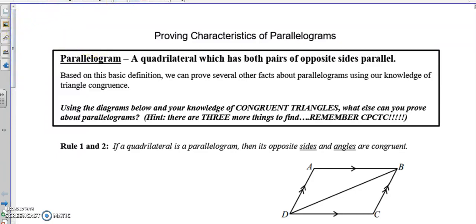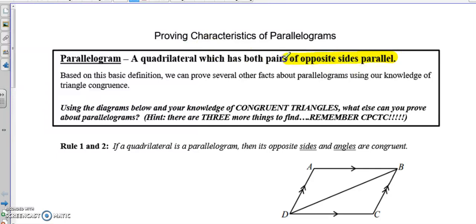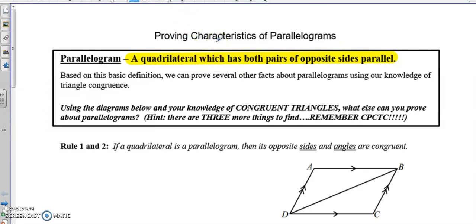So the definition of a parallelogram, you have it right in front of you there, is a quadrilateral with both pairs of opposite sides parallel. So thinking back to things we've done in the past with parallel lines, hopefully you're thinking about same slopes, and hopefully you're thinking about angle congruencies. So alternate interiors, alternate exteriors, and corresponding. So based on this one basic definition of what a parallelogram is, we can actually prove three other things about parallelograms. And these are the rules that you're going to have to remember.